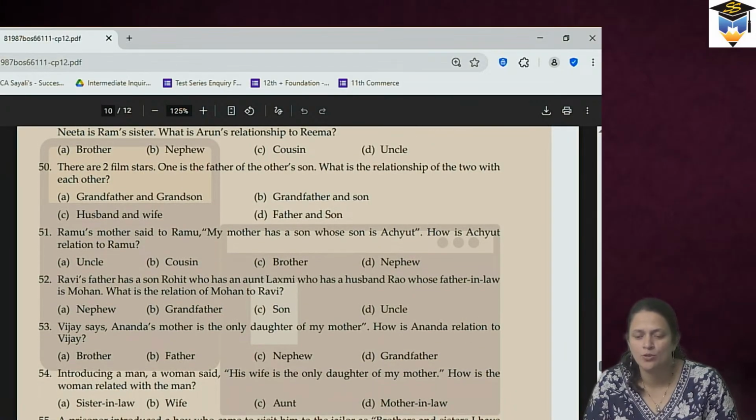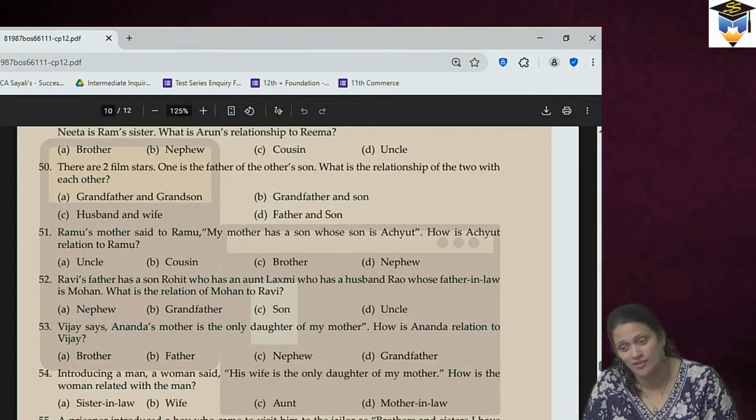My mother has a son whose son is Achyut. Ramu's mother. Okay. So what is the answer for this? Achyut is the cousin of Ramu. Cousin is correct, option B.